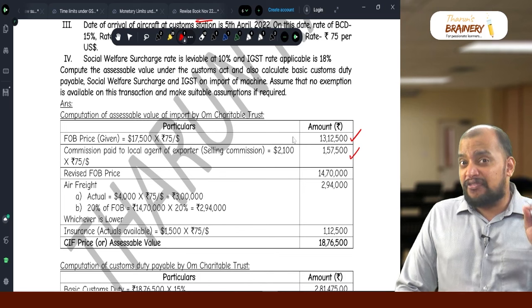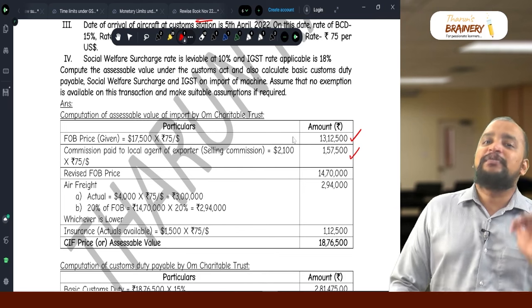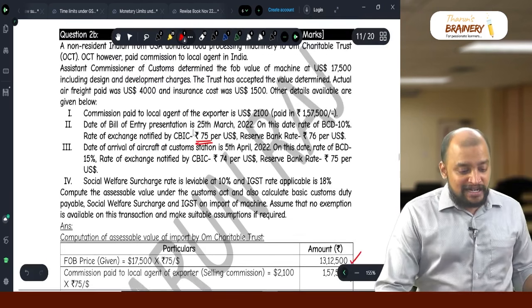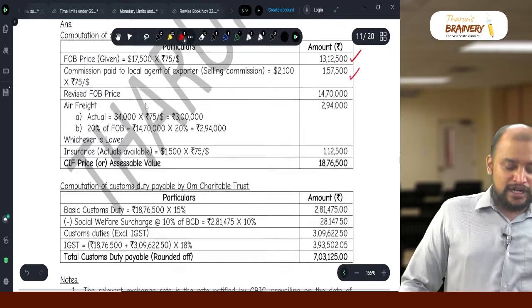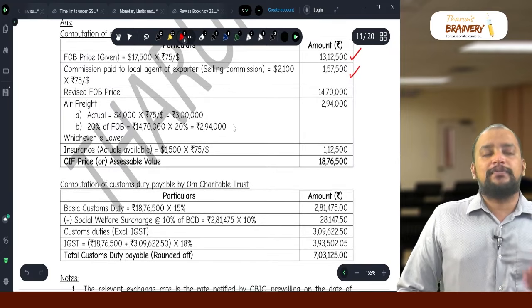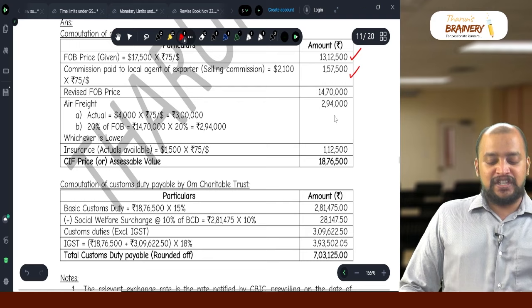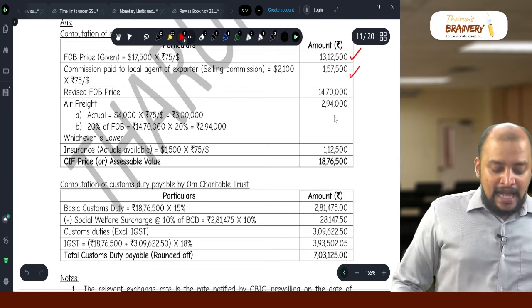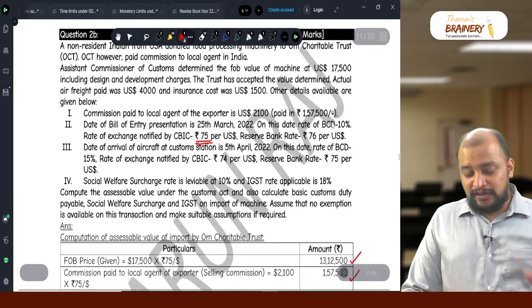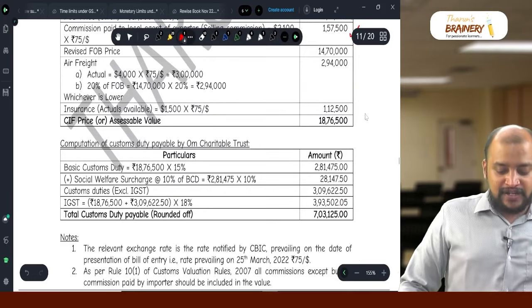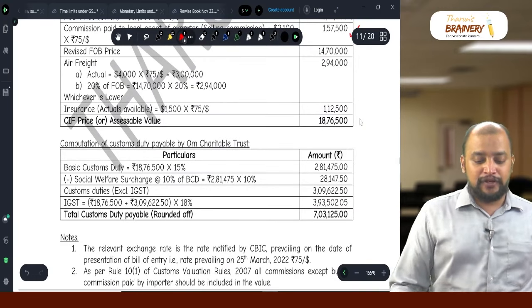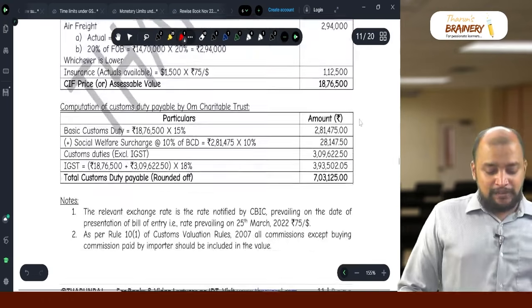And actual air freight should be actual or 20% of FOB, whichever is lower. So actual air freight is given as $4,000. So 4,000 into 75, 3 lakhs, or 20% of revised FOB 2,94,000, whichever is lower, 2,94,000. And then insurance, if actual is ascertainable, we will take actuals, that is 1,500 into 75, 1,12,500. So therefore we got the CIF price as the value.